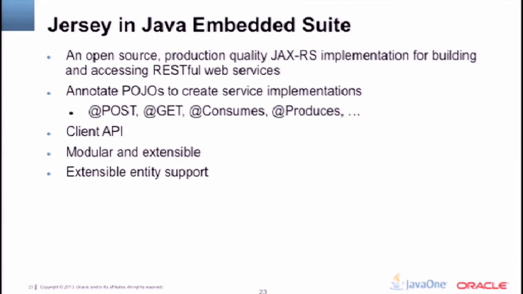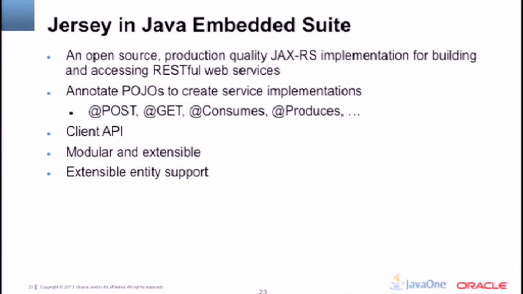Jersey is the reference implementation of the JAX-RS specification. JAX-RS is the JSR that deals with both providing and consuming RESTful web services. Essentially it works by you annotating plain old Java objects, POJOs, in order to define the implementation, the interface of your RESTful service. So you use annotations like @post, @get, @consumes to say what MIME types this particular method can consume, and so on.